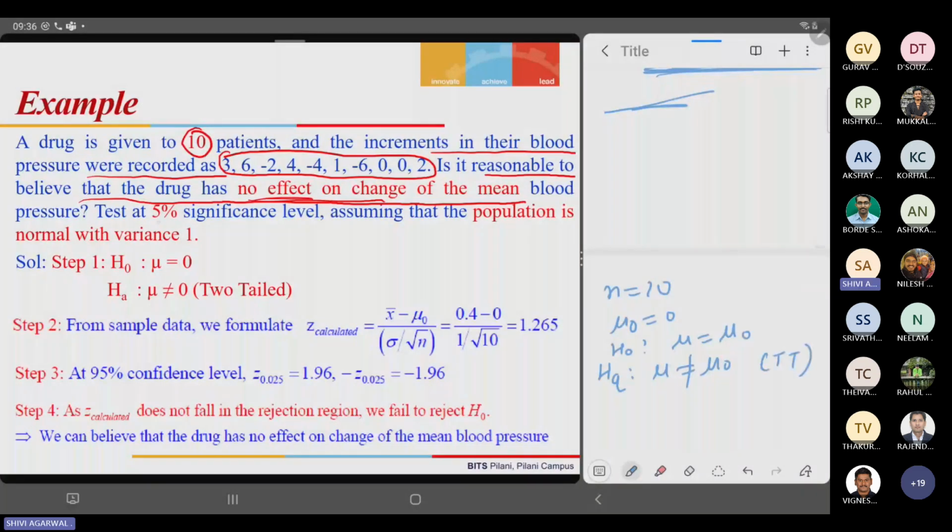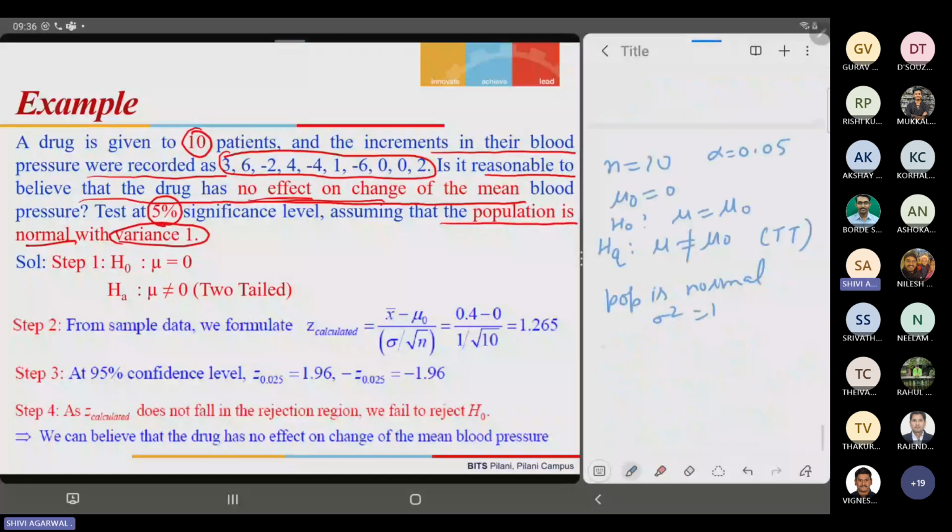Now, what is given here? 5% significance level. So alpha is given 0.05. Assuming that the population is normal. So population is normal. And variance is 1. So sigma square is equal to 1. Correct? Data points are given, you can calculate the X bar. X bar is coming 0.4.